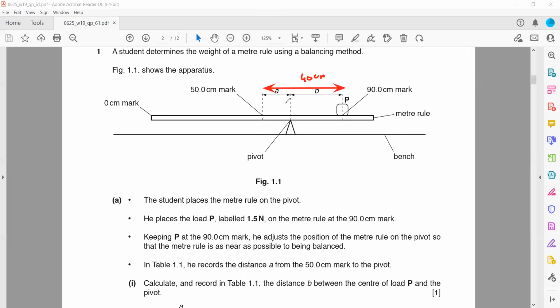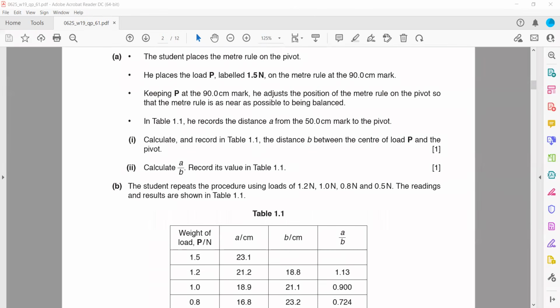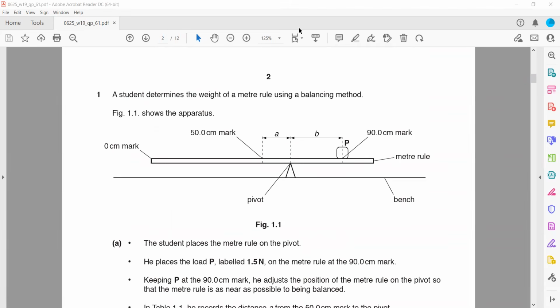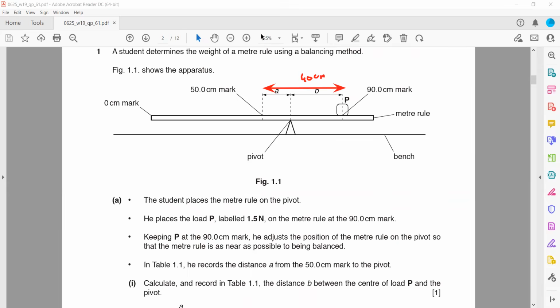If the total distance is 40 centimeters and A in the first part is 23.1, so out of 40, if this is 23.1, then how much is B? B will be 40 minus 23.1, which equals 16.9. It may not appear according to the figure. It looks like A is a shorter distance and B is a longer distance.